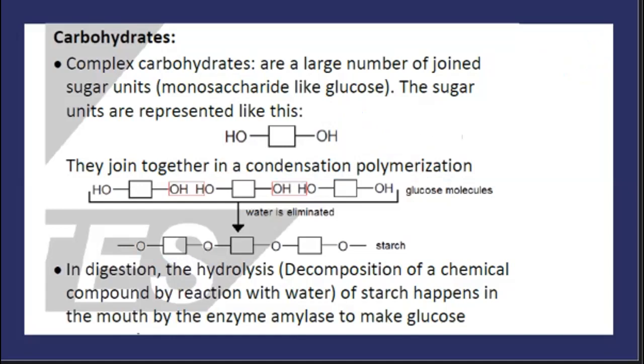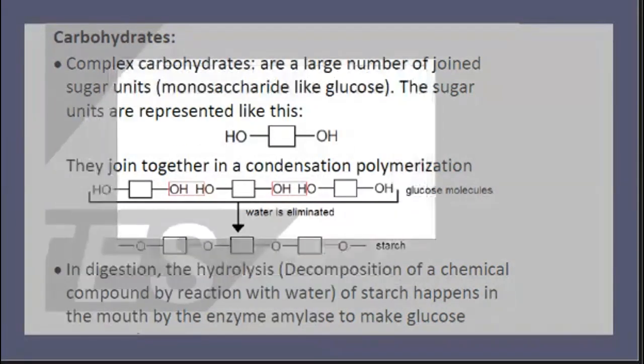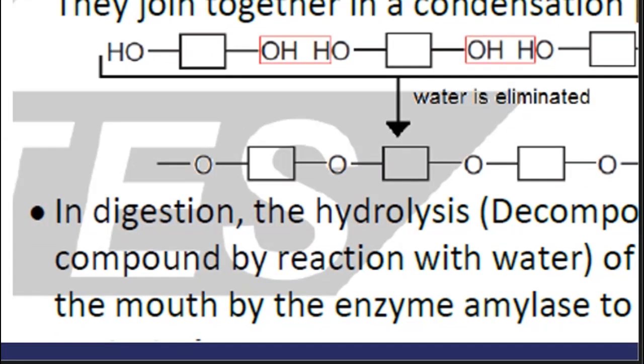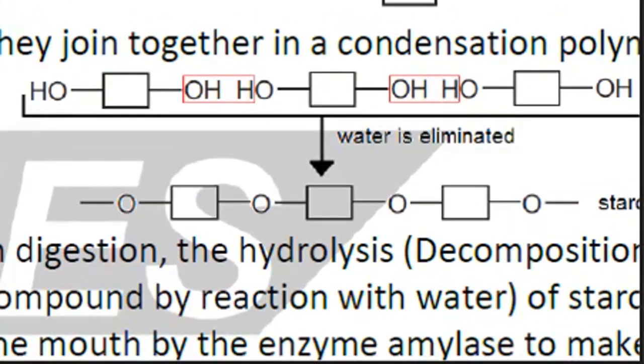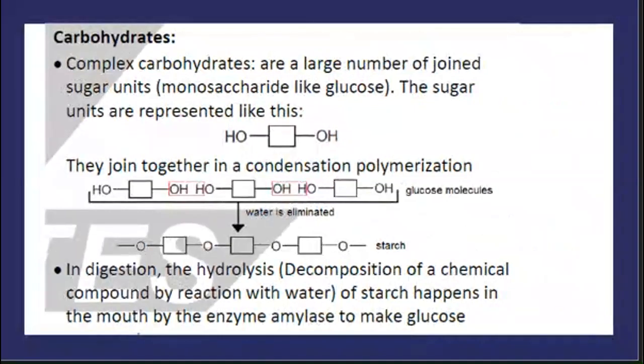As they bind, it results in just the oxygen linking one glucose unit to the next glucose unit. At the advanced level, they would call it a glycosidic bond. At this level, we don't need to know that, but that is the bond that links one glucose unit to another glucose unit.